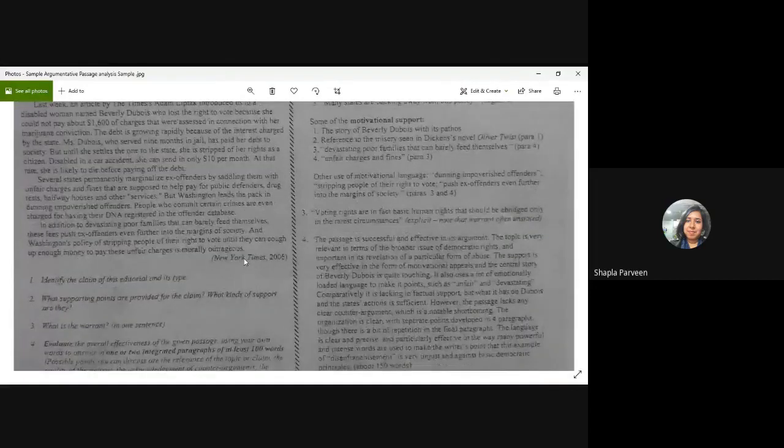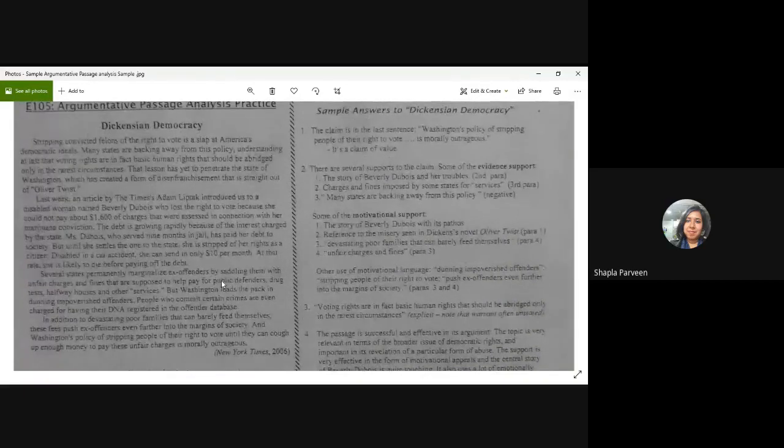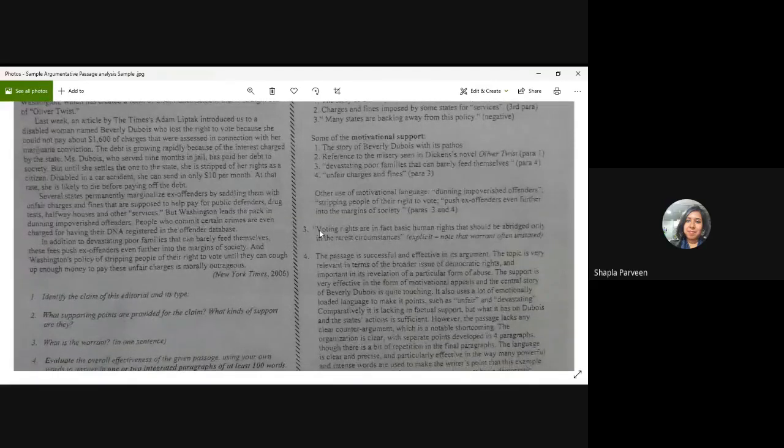Okay, and then question 3, what is the warrant? Warrant here is voting rights are in fact basic human rights that should be abridged only in the rarest circumstances. Now, this is in the first paragraph, actually. So normally a warrant would probably be towards the end, and the claim would be at the beginning. But here it's kind of reversed. The warrant is given at the beginning and claim is at the end. And you can see that this statement kind of reflects the original claim statement. So this is a warrant statement, warrant sentence. So it carries 1 mark.